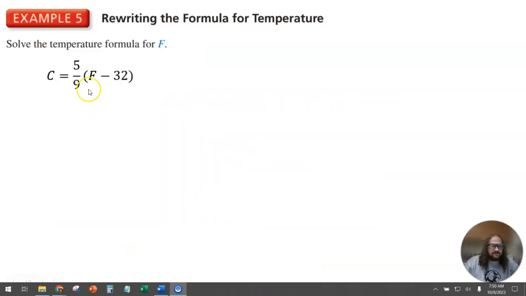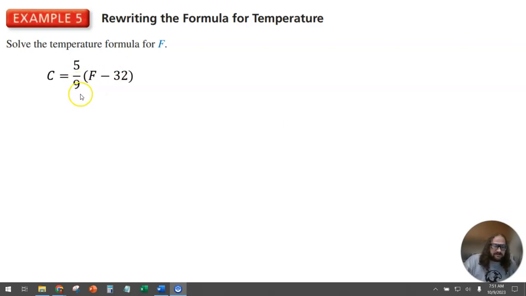All right, so our first example with these is going to be solving the temperature formula for F. So right now we've got C equals 5/9 times the group F minus 32. Normally, when we have a group, we can distribute whatever's multiplied by it, or we could divide both sides by that. If we try to distribute 5/9, it's going to give us more fractions. So it'd be a cleaner solution to just divide both sides by 5/9.